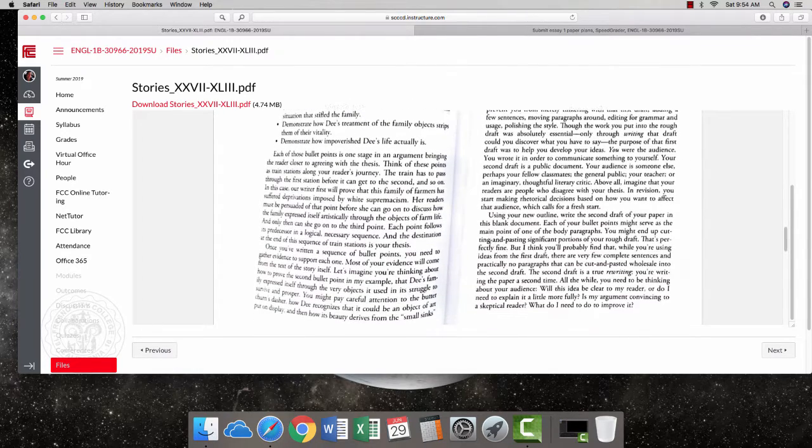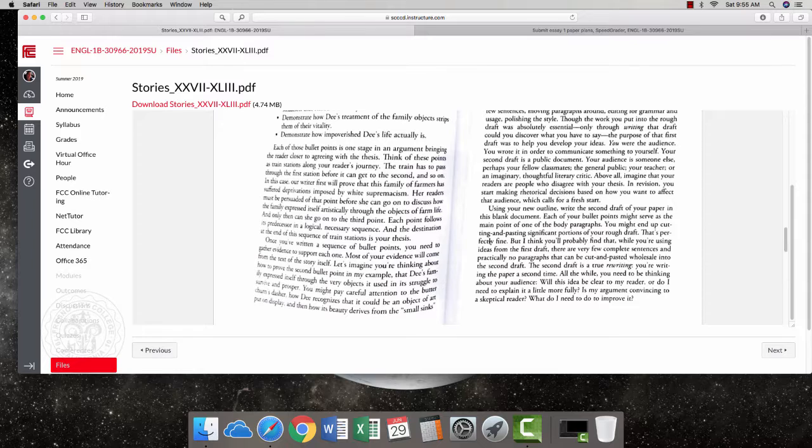Okay. Each of those bullet points is one stage in an argument, bringing the reader closer to agreeing with the thesis. Think of these points as train stations along your reader's journey. The train has to pass through the first station before it can get to the second, and so on. In this case, our writer first will prove that this family of farmers has suffered deprivations imposed by white supremacism. Her readers must be persuaded of that point before she can go on to discuss how the family expressed itself artistically through the objects of farm life, and only then can she go on to the third point. Each point follows its precedent in a logical, necessary sequence, and the destination at the end of this sequence of train stations is your thesis.